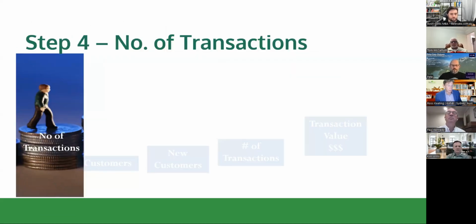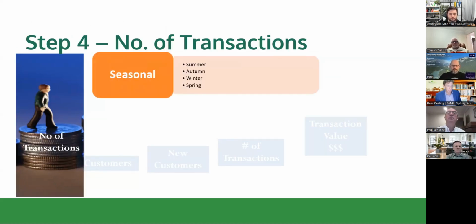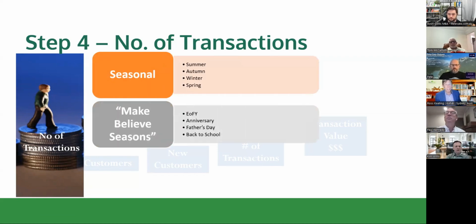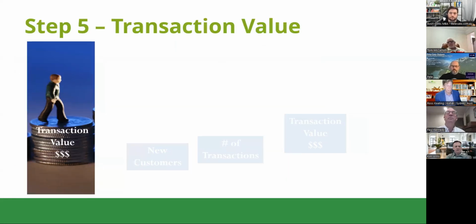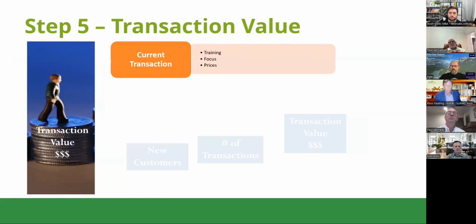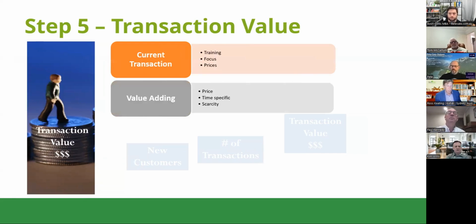When you look at the number of transactions, what can you do to change that? Have seasonal campaigns, have make-believe seasons. A financial year is a make-believe season, but every year we do it. Father's Day is a make-believe reason. Back to school, events, trade shows, seminars, networking events, and things like that. That's how you can change the number of transactions. For the transaction value, you can use value adding, price, time-specific, scarce offers, and do whatever you want to do. Bundles, upsell, and cross sell, and they are different.